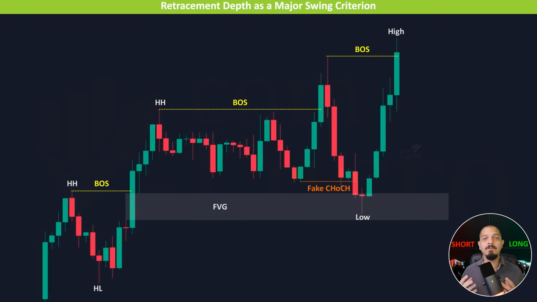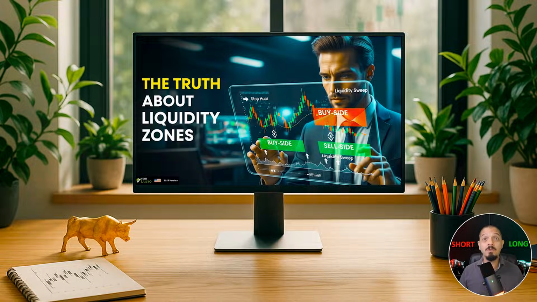The same applies to fair value gaps. Price often breaks structure only to rebalance an imbalance, not to reverse. Before we wrap up, take a moment to reflect on why understanding structure really matters, especially in imperfect trending markets. Concepts like major and minor swings, fake breaks of structure, and false changes of character directly affect how you read direction and avoid being misled by liquidity-driven moves. The clearer your understanding of how price reacts around structure, liquidity, and imbalances, the easier it becomes to stay patient and aligned with the true trend.